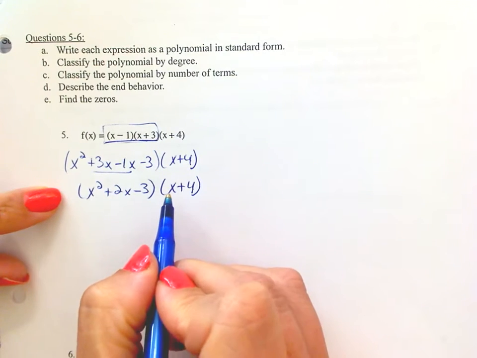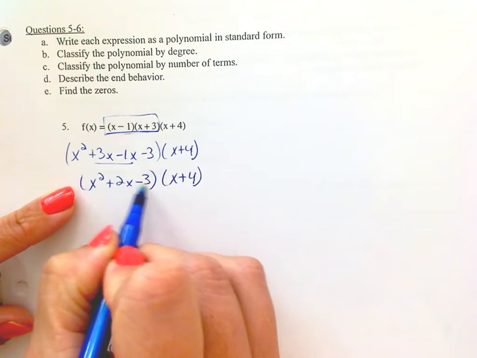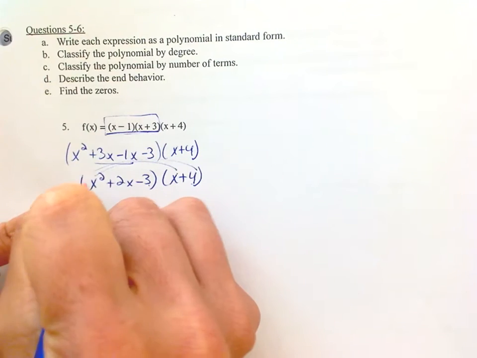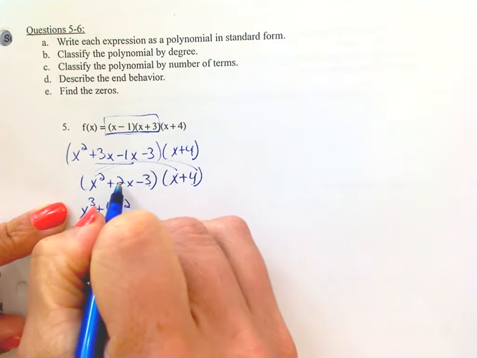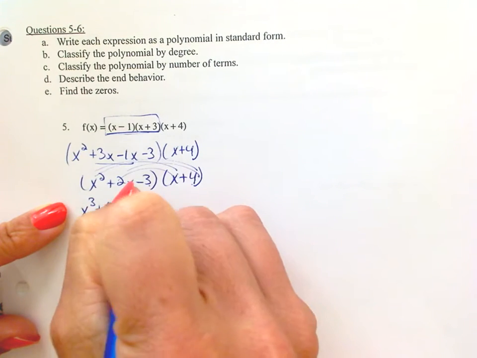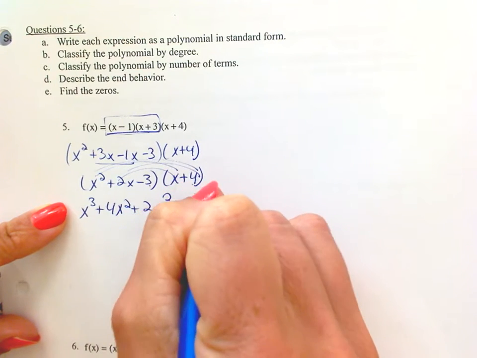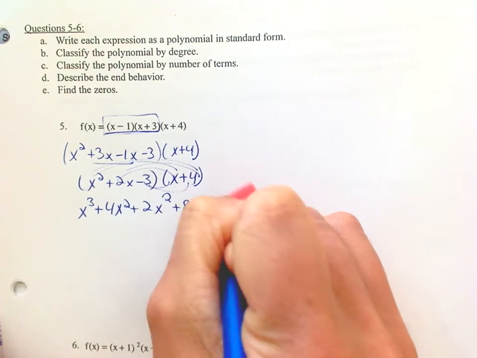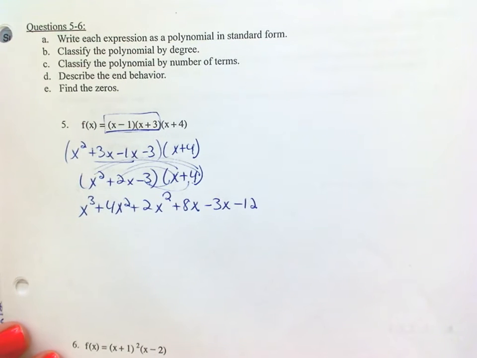Now you've done this before. It's not the prettiest thing you ever did, but you can do it. You're going to distribute each one of these to both the x and the 4. So we'll have x to the third plus 4x squared. If you give a 2x to both, we have a plus 2x squared plus 8x. And if you give a negative 3 to both, minus 3x minus 12. Make sure you have all of those terms that match mine.